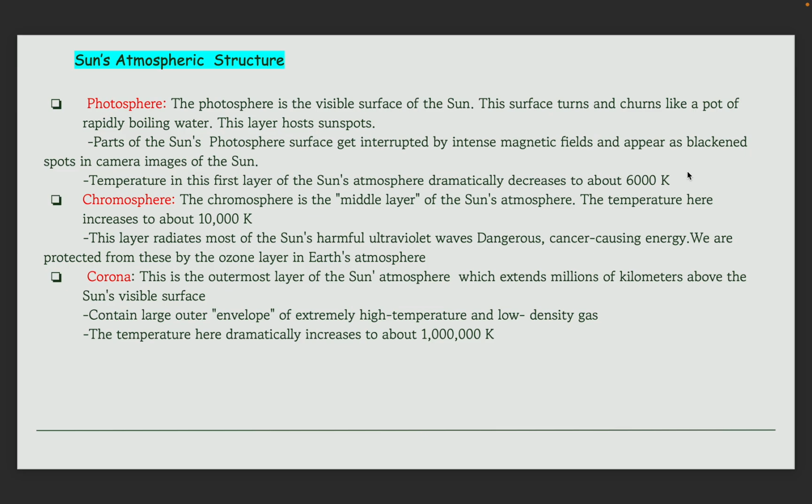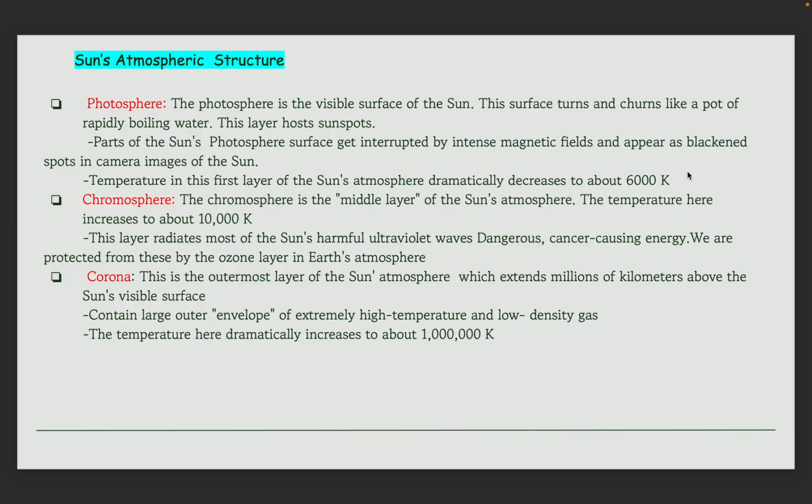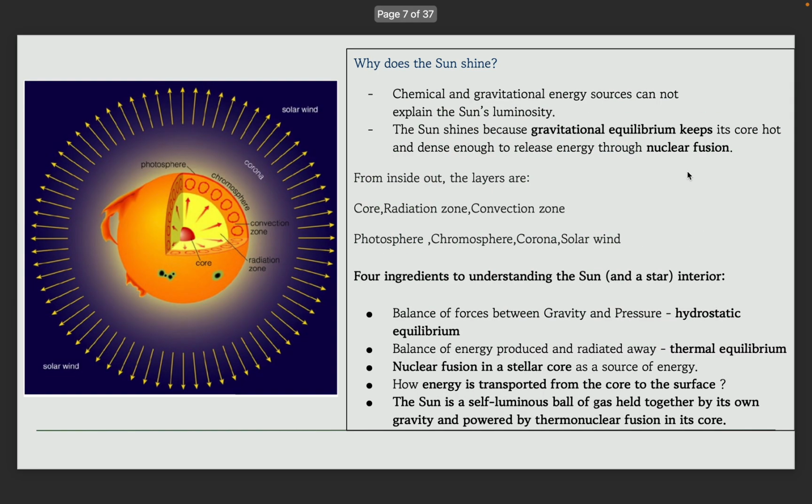And the corona is the outermost layer of the sun, which extends millions of kilometers above the sun's visible surface. The corona is the large outer envelope of the sun with extremely high temperature, about 10 into 10 to the power 6 Kelvin, and it holds low density gas. So until now we covered the structure of the sun.